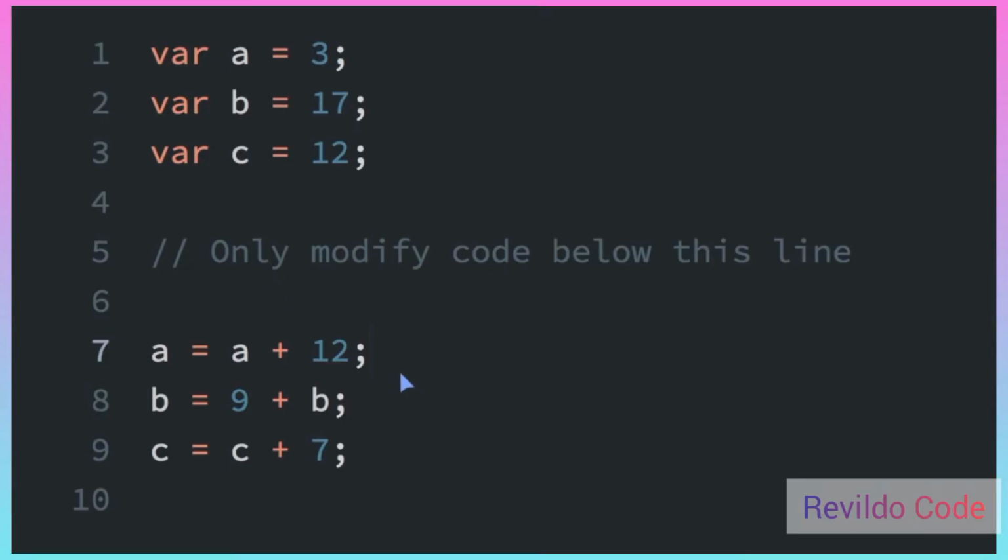It's common to want to add a number to a variable like this. See, a equals a plus 12. Well, a starts at 3, plus 12 is 15. So we're just adding 12 to whatever a is.